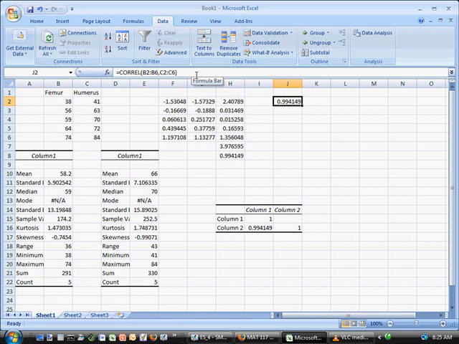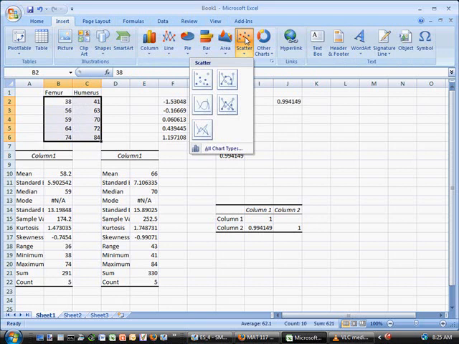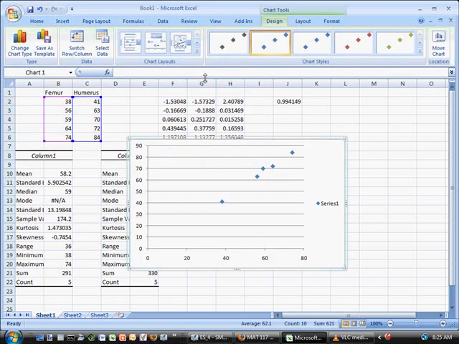Let's quickly do a scatter plot. Remember how to do that? In 2007, you simply go highlight your data, do an insert, pick a scatter, and disconnected. And you can see they really are quite lined up, aren't they? Not a surprise. They're not perfect, but boy, they're awfully lined up. And that's what the .994 was telling you.